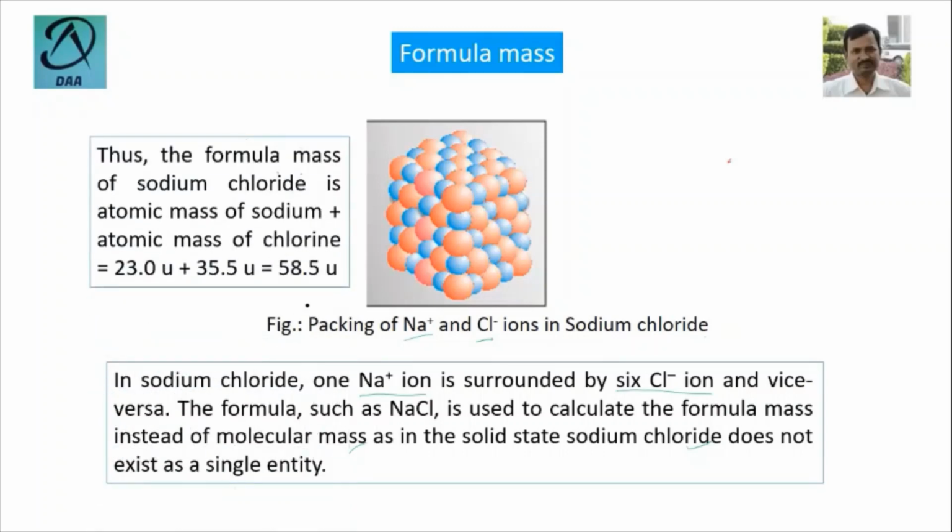So for sodium chloride, the formula mass will be the atomic mass of sodium, 1 atom, and 1 Cl, Na plus and Cl minus. Here you have to call it the formula mass, not the molecular mass. If you add the atomic masses of sodium and chlorine, that means 23.0 U plus 35.5 U, the final calculation will be 58.5 U for the formula mass of sodium chloride.